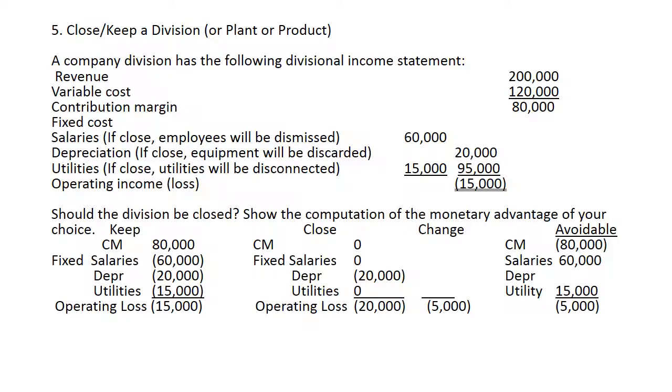Okay, number 5, we want to decide if we're going to close a division or we're going to keep a division operating. So he uses the avoidable costs, and that's fine.